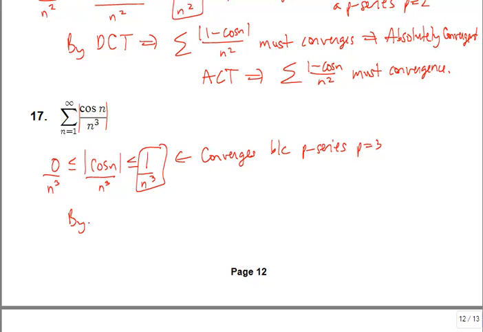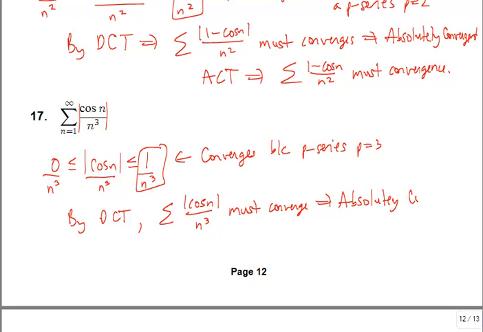So again, by the direct comparison test, the smaller series, which is our absolute value of cosine of n over n cubed, must converge. And if you converge in absolute value, then that means you're absolutely convergent. So by the absolute convergence theorem, that implies that the original sum without the absolute value must converge as well.